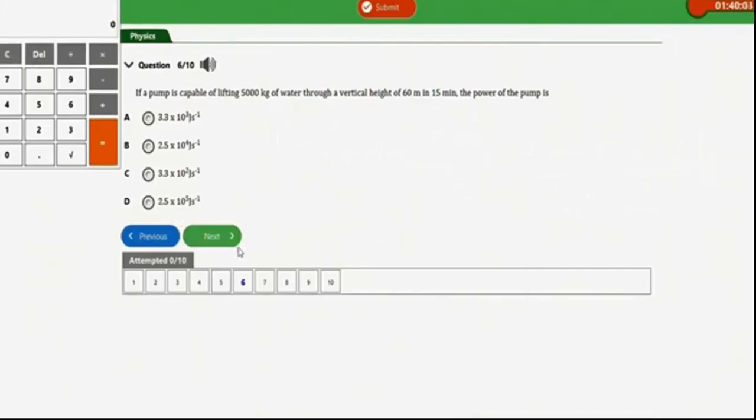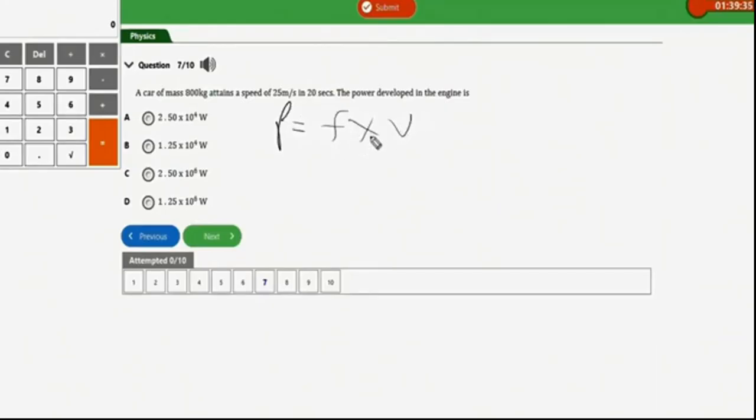The next repeated question will be this one. It says a car of mass 800 kg attains a speed of 25 meters per second in 20 seconds. The power developed in the engine is what? So let's solve this, guys. We are looking for the power. Remember, power can be calculated using force times velocity.